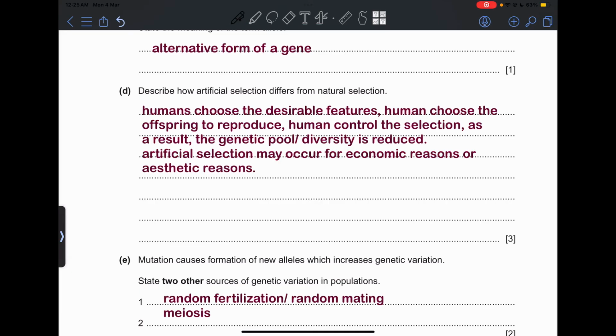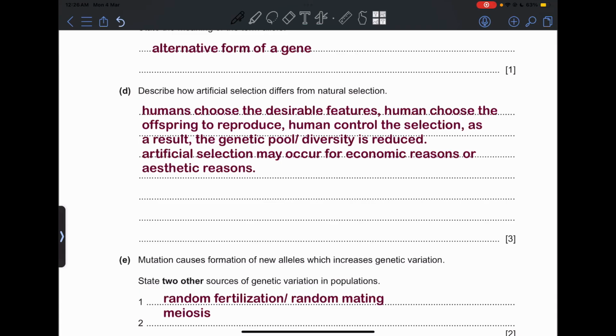So what they will do is choose the offspring or the specific cows that have the features that they want, and they will allow them to reproduce. Only those ones will reproduce, and then the humans will control the selection. As a result, the genetic diversity, or the genetic pool, is reduced. So they will keep on reproducing until the offspring is what they all want, the cows that produce a lot of milk, and the other cows are not around anymore.